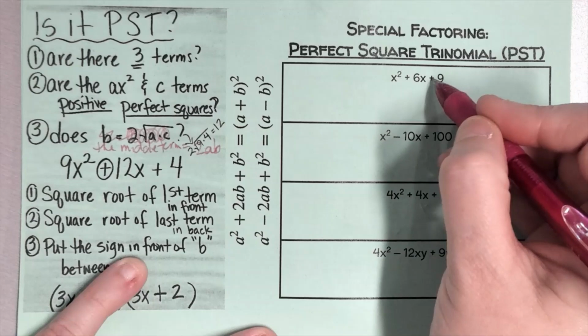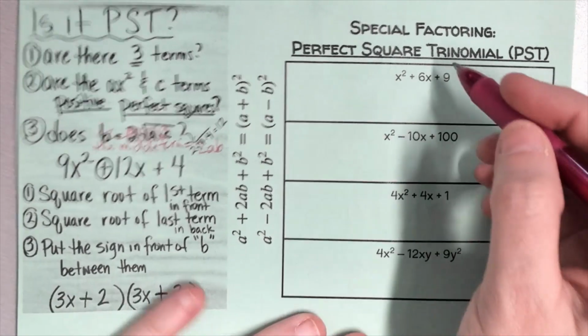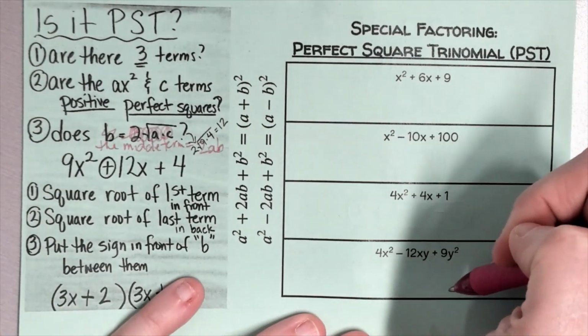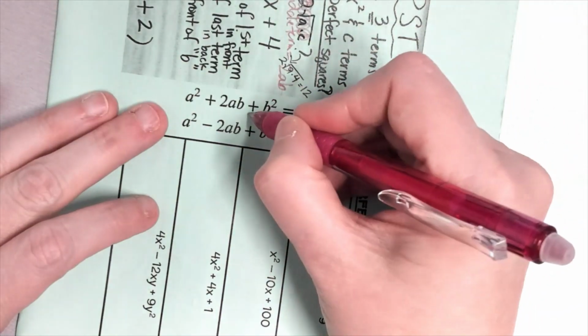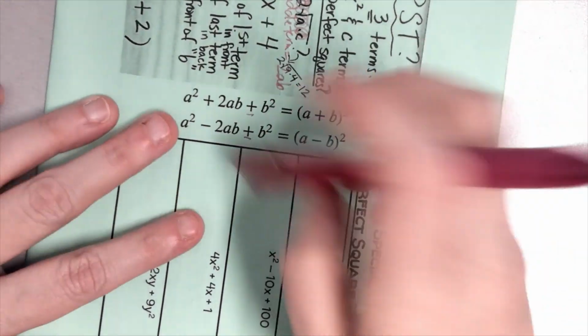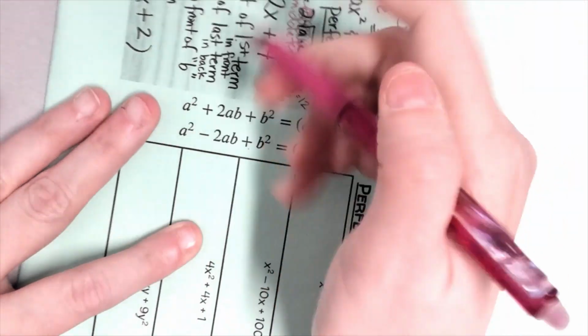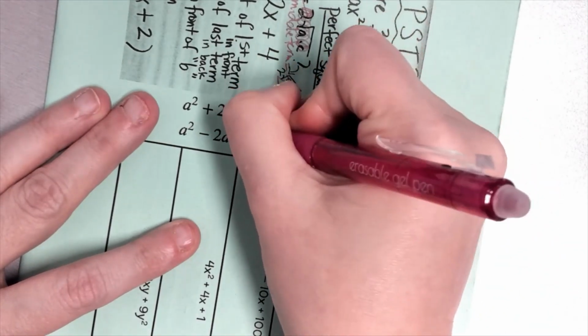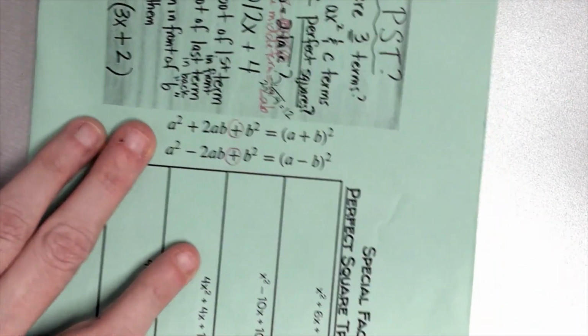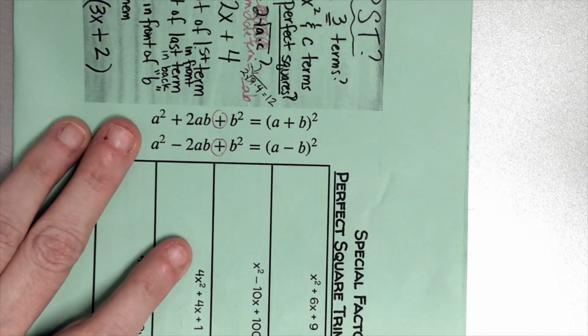So if this was a minus sign, I would immediately eliminate it. The last term cannot be negative. And you can see it right here. It has to be positive. So the last term here has to be positive. If it's not, we're not looking at a special factoring situation.